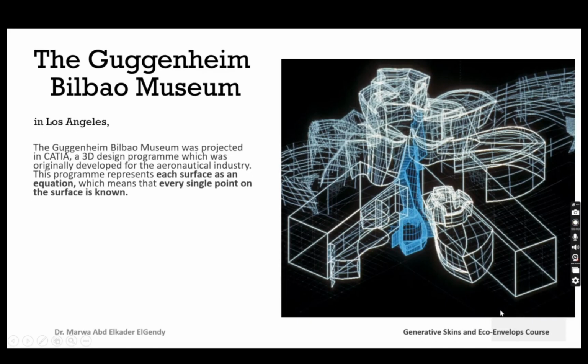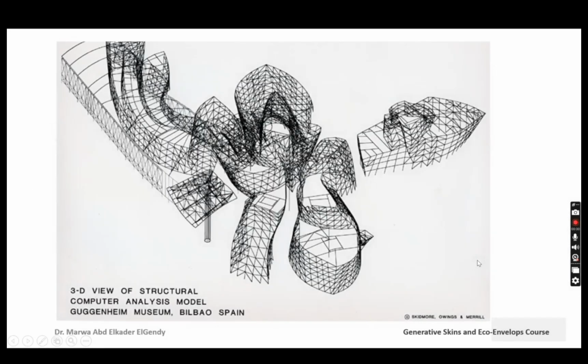The Guggenheim Bilbao Museum is the second example. The architect Frank Gehry used the same computer program, CATIA, a 3D design program which was originally developed for the aerospace industry. Each surface has an equation. He deals with each of these surfaces as an equation. Every single point on the surface is known with X and Y, using the design program. So the structural analysis was easy for these surfaces using the computer program.